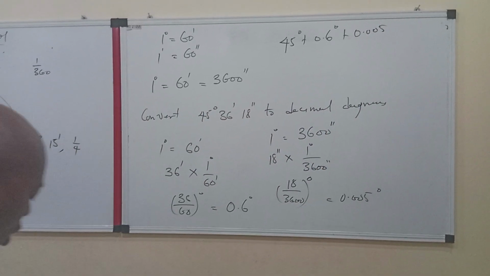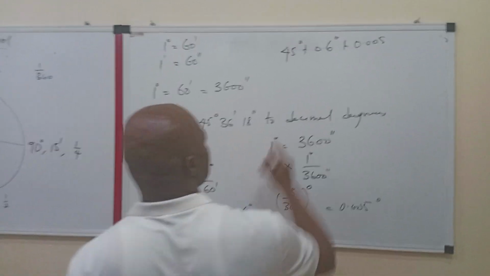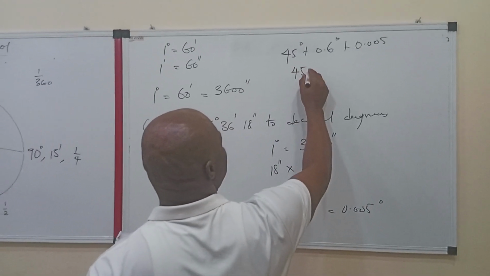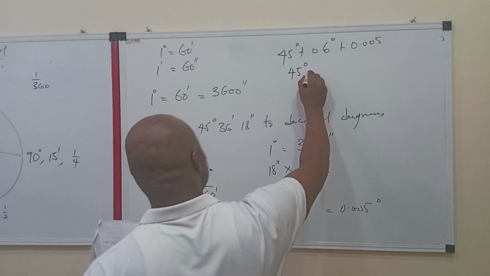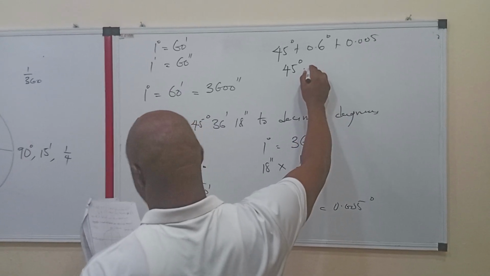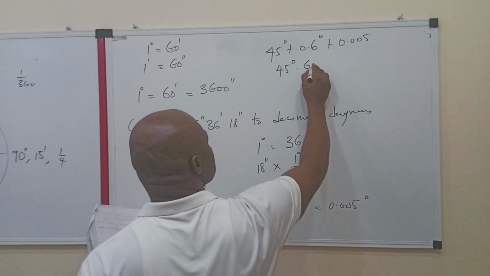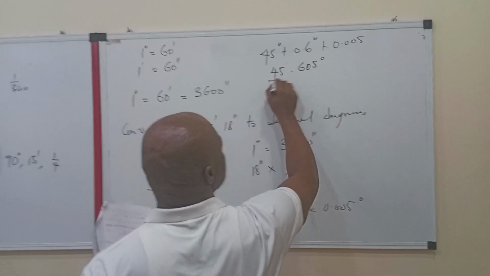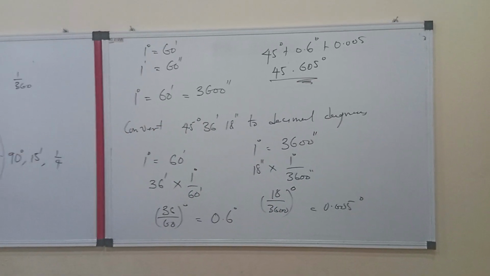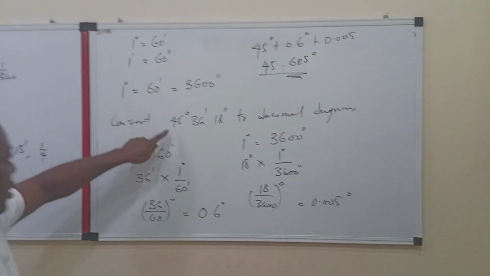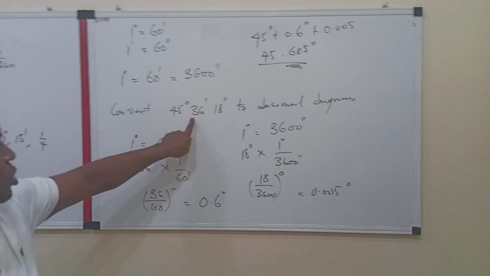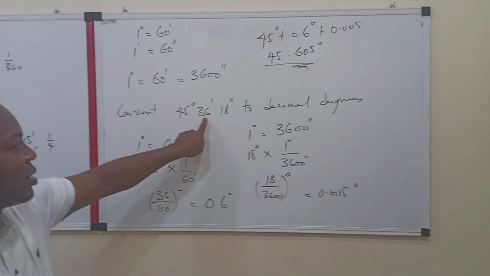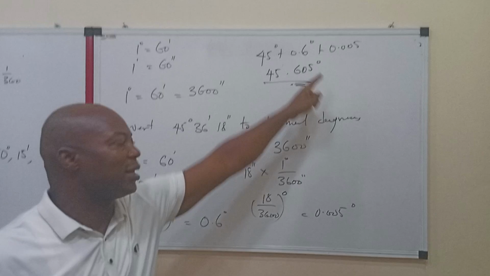So if you add all this, what are we going to have? We are going to have 45.605 degrees. That's what we are going to have. Already this one from the question is established. All that we did was to convert this one in minutes and seconds to decimal degrees.